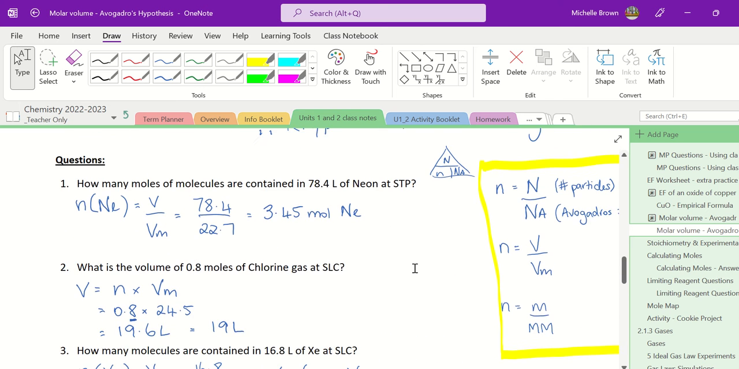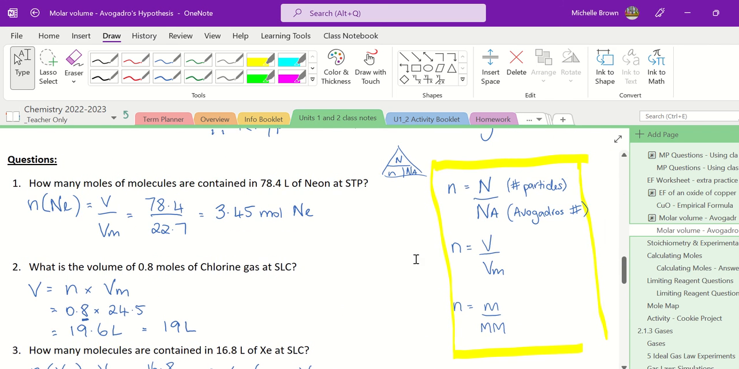So with these ones, if you have a quick look through the questions to start with, we're going to be using 3 of our mole formulas to solve these questions. So we've got the number of moles is equal to the number of particles divided by Avogadro's number, which is 6.02 times 10 to the 23. We're using our molar volume one, and we're using our moles equals mass over molar mass. So we're focusing on volume of gases, and we're focusing on solids.